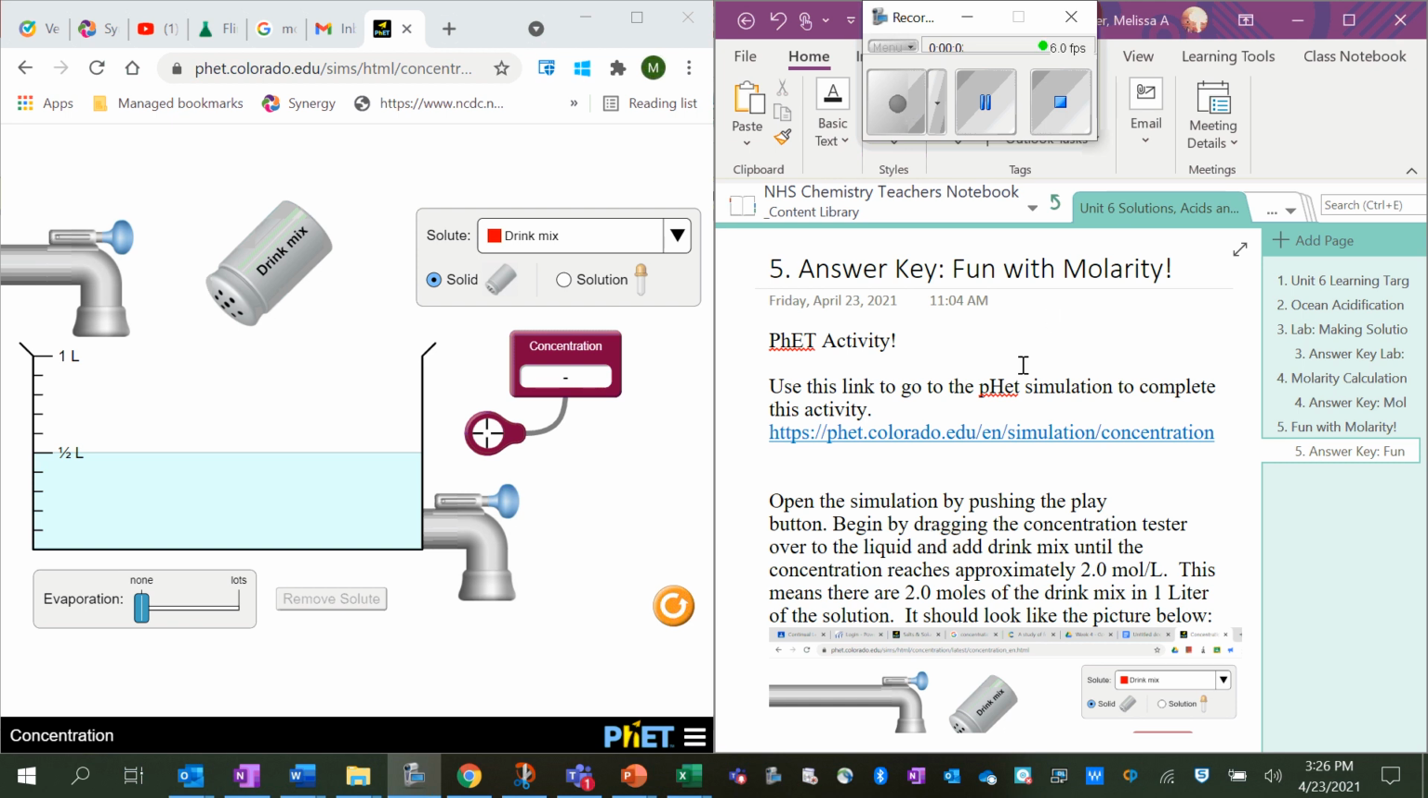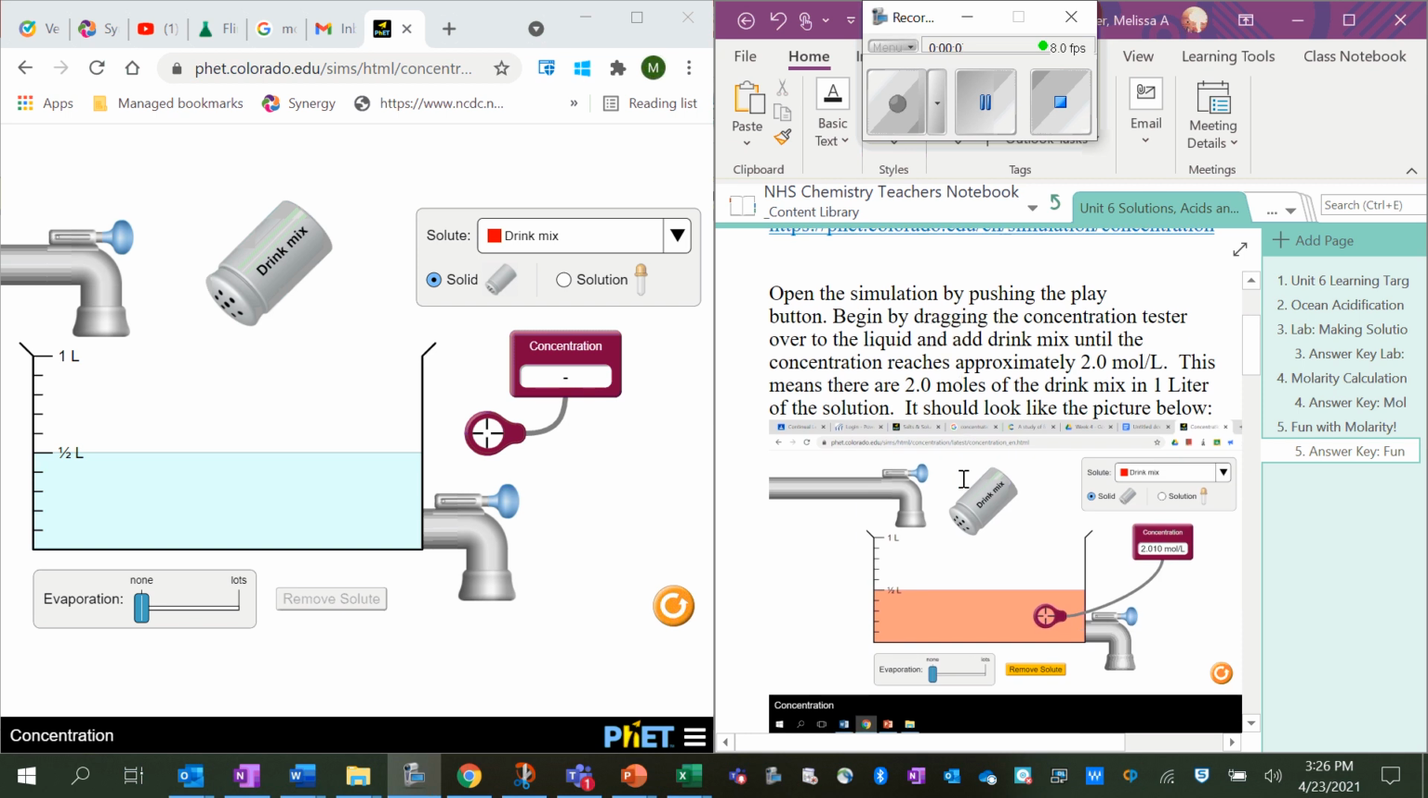All right, let's take a look at the Fun with Molarity activity. First, open the simulation by pushing the play button, which I already did. Check this out right here. There's the little concentration tester, and you can just drag it down into the solution. Right now it's 0 because I haven't added any of the drink mix.